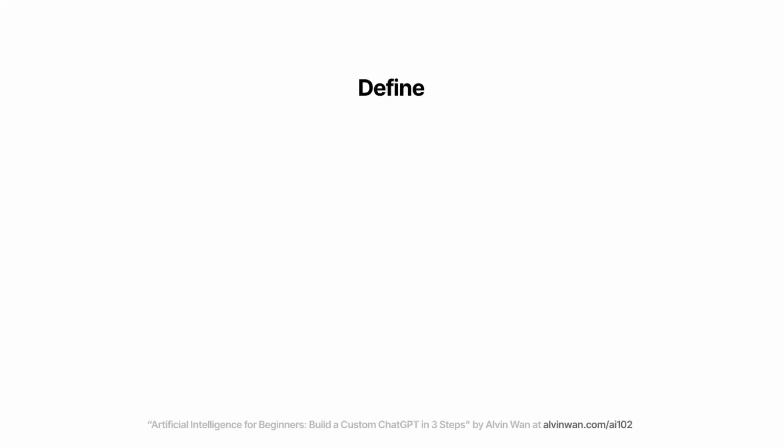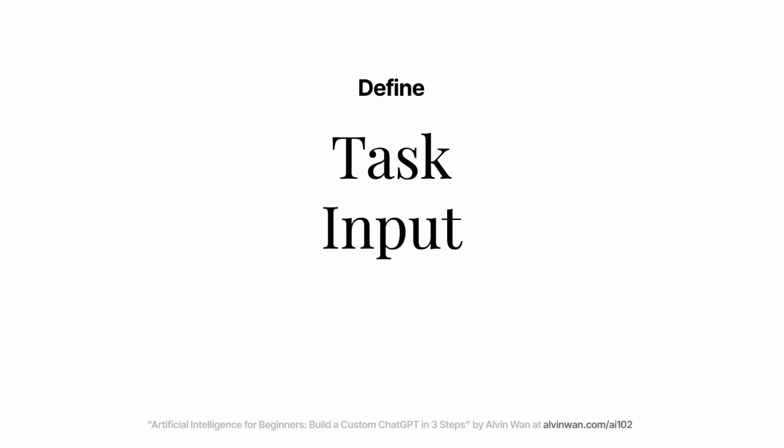For your project, you first need to define the task. What will AI do for you? Then, define what the LLM will take in as input. Will it take in reviews, emails, essays? And finally, define what text the LLM will produce as output. Will it produce summaries, tables, bullet points?